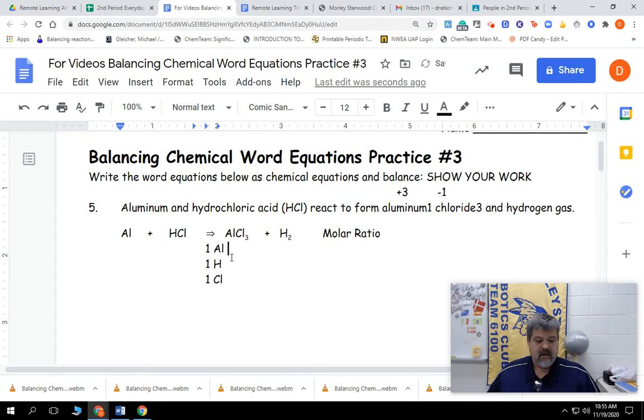On this side, we have 1 aluminum, but we have 3 chlorines. So we're going to put down a 3 right there, and we have 2 hydrogens. Now I would normally say we're going to save the element that's by itself for the end, especially if I can just put any coefficient in front of it. Remember, we can't change the subscripts on any of them, because that is the formula for those compounds.